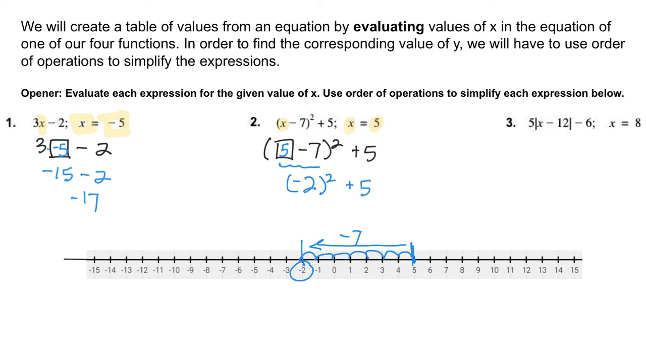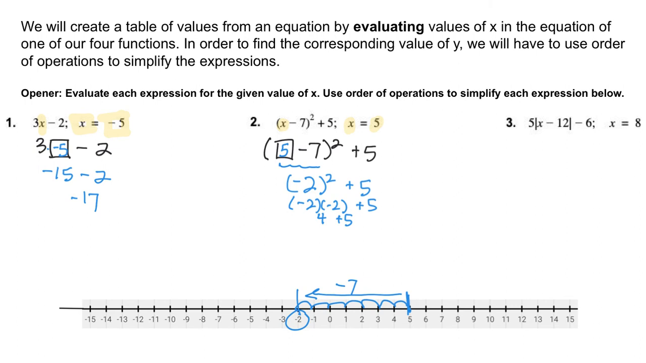Now that we've done our parentheses, we see that we do have an exponent. Exponent means repeated multiplication, so that's -2 times -2. And when we evaluate that, -2 times -2 is +4 plus 5, which leaves our final step of addition. 4 plus 5 is 9.